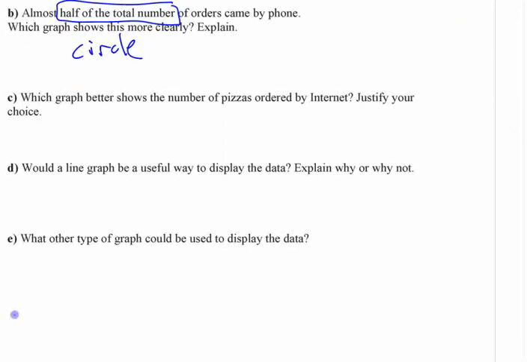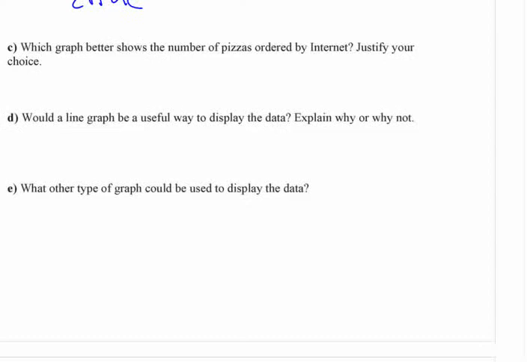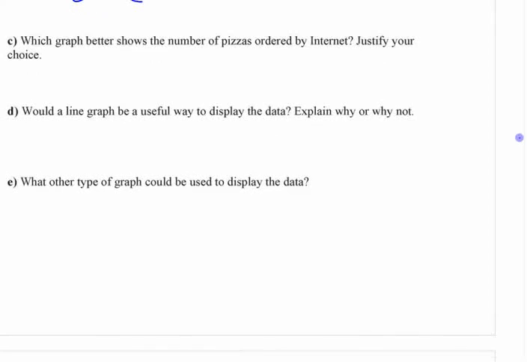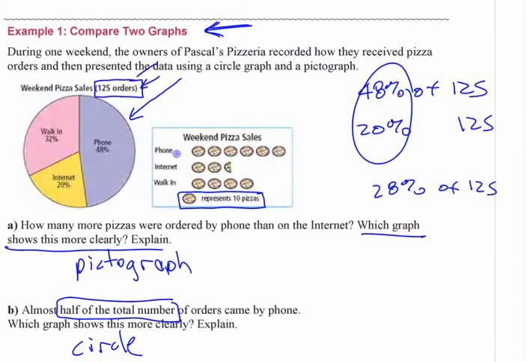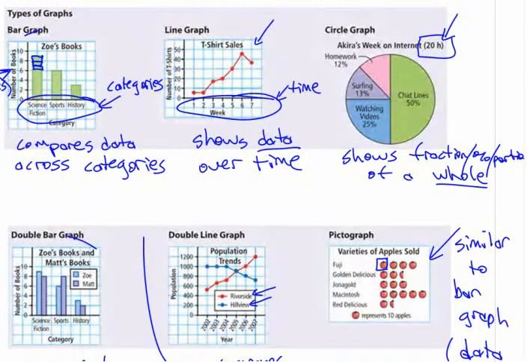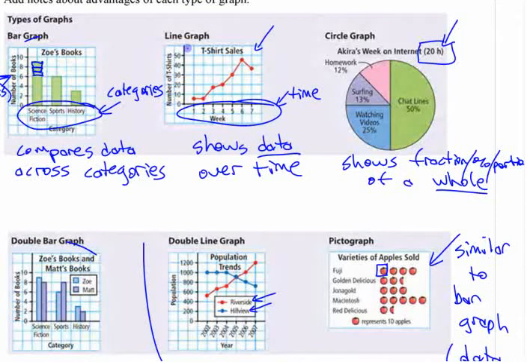Would a line graph be useful to display this data? Remember what a line graph is good for, and would it be useful to display this? Why not? What do you think? Because there's not enough numbers. There are only 3 numbers here, but remember, let's go back here. What does a line graph show you? The big reason is we have numbers, like numbers of sales, but for a line graph, you need what on the bottom here? You need time, right?